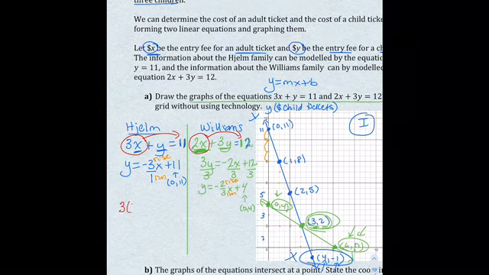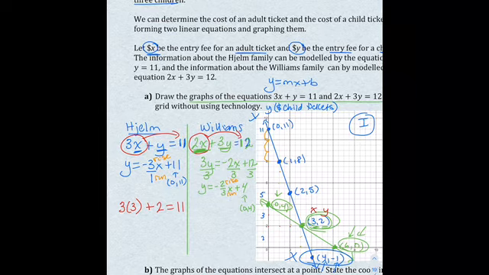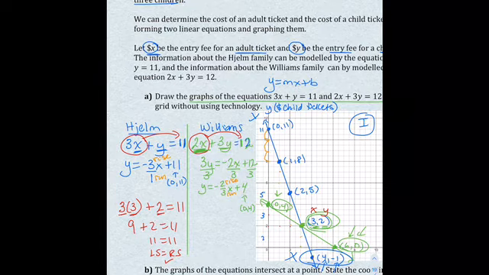So Mr. Helm: 3 times 3, because this is of course x and this is y. 3 times $3 plus $2 should be equal to $11. So that's 9 plus 2 equals 11. Is that equal to 11? Sure it is. 11 equals 11. I've just done a check. My left side equals my right side. Perfect. So that means that Mr. Helm is being charged $3 per adult and $2 per child.